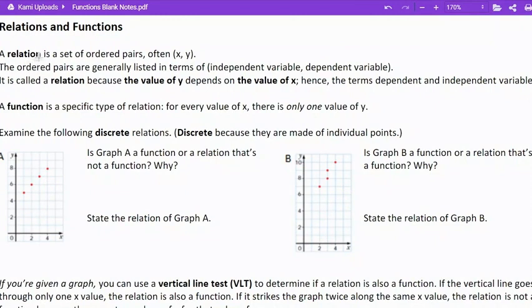So a relation is a set of ordered pairs. Often x's and y's, but it could also be d and t, distance and time. The ordered pairs are generally listed in terms of 2 variables. The first one is usually the independent variable. So x usually is the independent variable and y usually is the dependent variable.